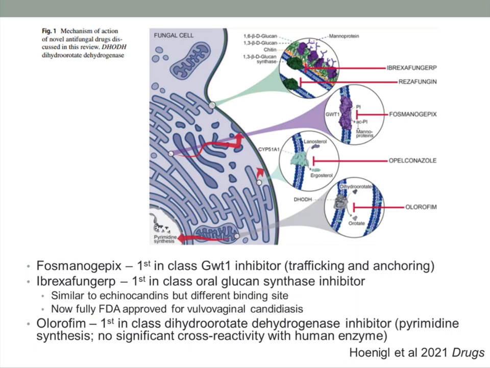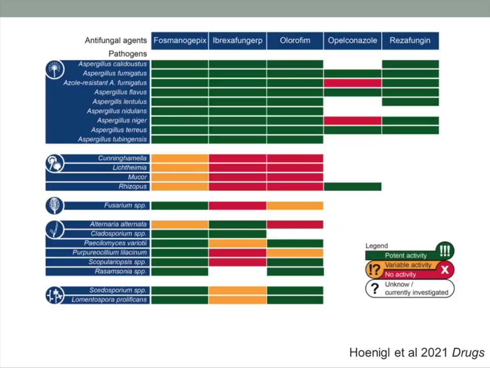And then olorifim is a first-in-class dihydroorotate dehydrogenase inhibitor, which is involved in pyrimidine synthesis. And that's the bottom circle you can see there. And it's in phase 3 trials right now.